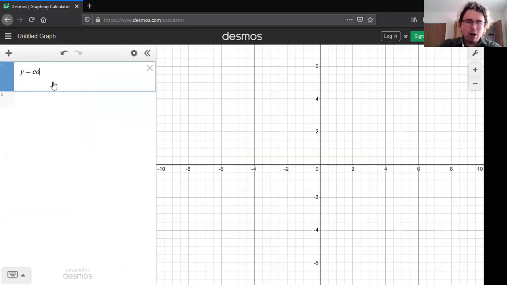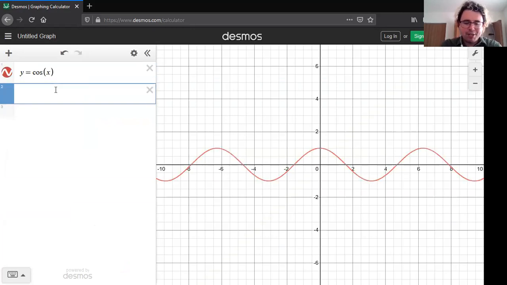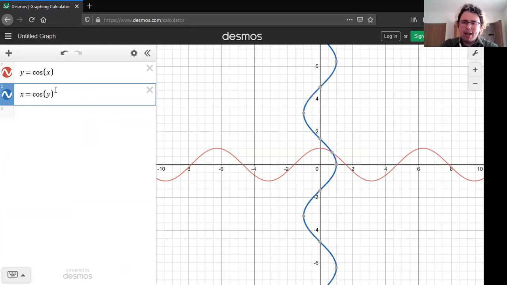So here I'll have y equals the cosine of x. And just like we saw yesterday, if I write x equals cosine of y, then this curve in blue is not a function.